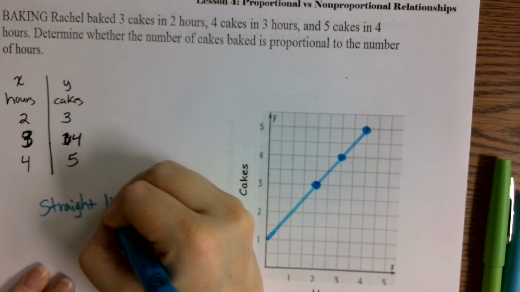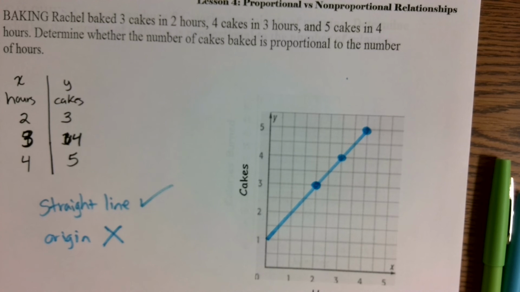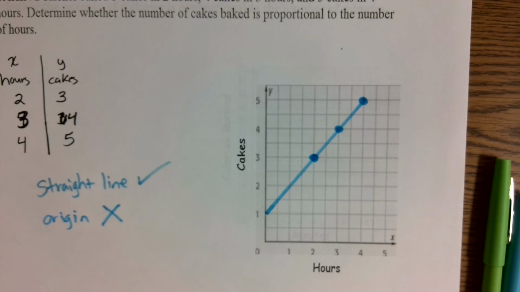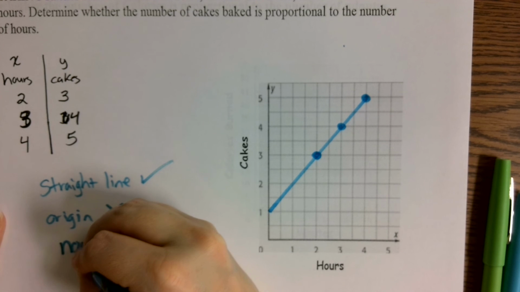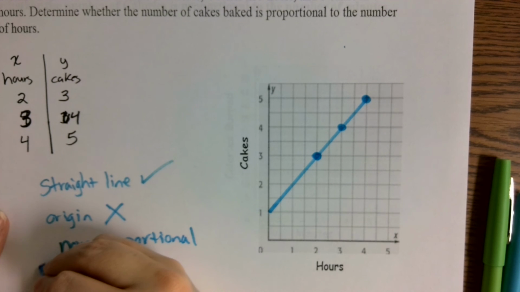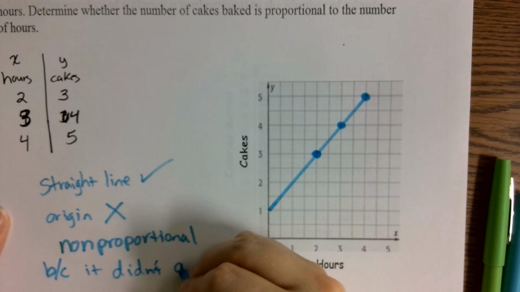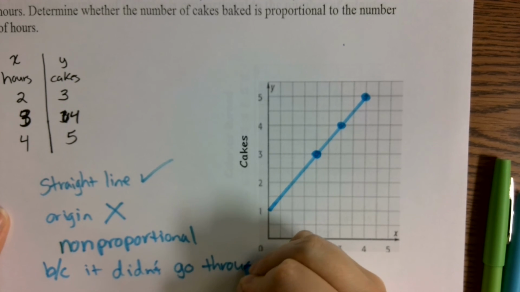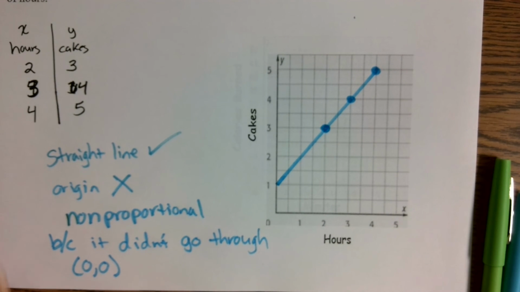Does it go through the origin? No. Okay, so origin is a no. So is it proportional? No. Okay, remember proportional means it has to go through the origin and it has to be a straight line. So this is non-proportional. Non-proportional because it didn't go through 0, 0. It is not proportional because it did not pass through the points 0, 0.